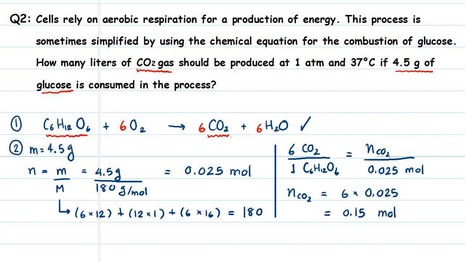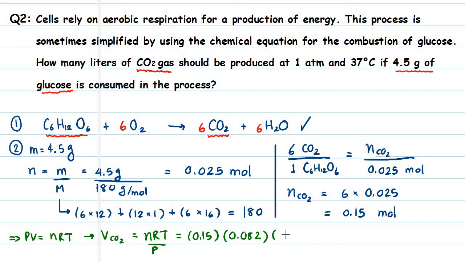But they ask how many liters of carbon dioxide gas. That means they're looking for volume. We know that PV equals nRT. So to get the volume of carbon dioxide gas, we can set it equal to nRT over P. So n is 0.15 mole, R is 0.082 liter atm per mole Kelvin, T is 37 Celsius, which is 310 Kelvin, and pressure is 1 atm. That should give us 3.813 liter, and that is the answer.